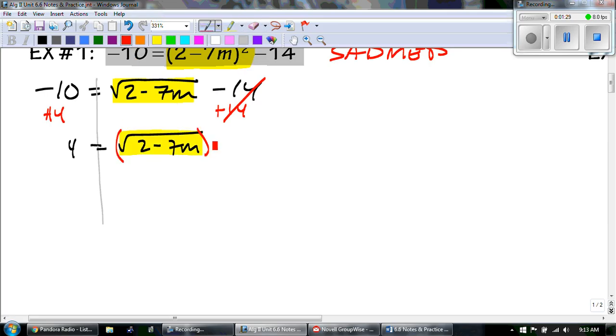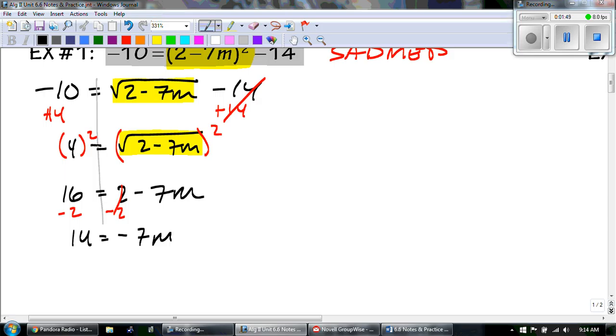So 4 squared is 16. And now we just solve. So I'm going to subtract the 2 from both sides to get 14. And then the last step is I need to divide by negative 7 to get negative 2.